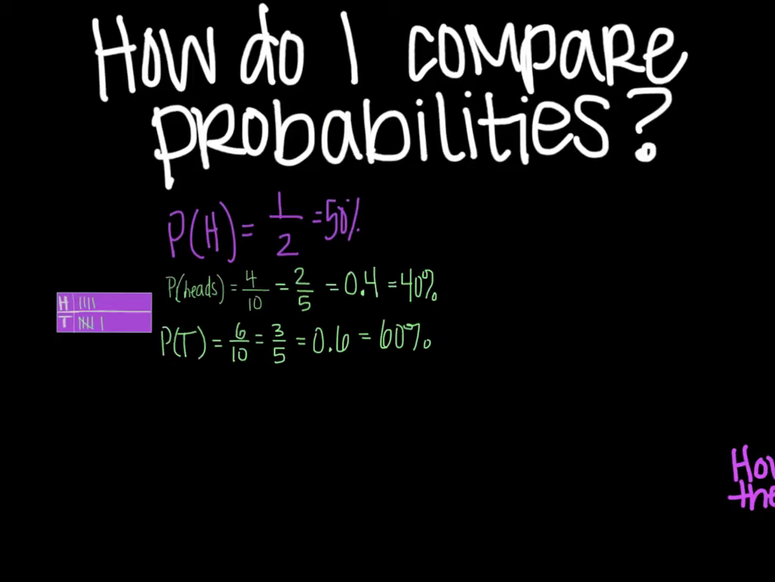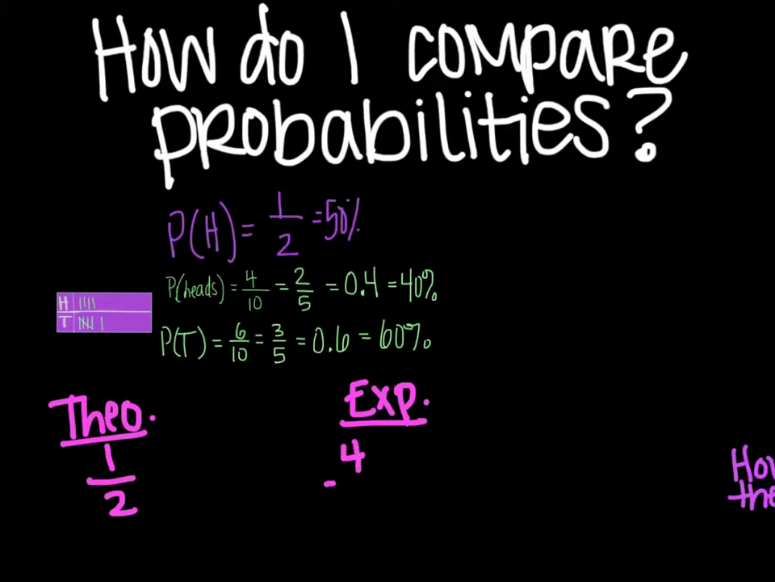So the theoretical probability of getting heads we know is 1/2. The experimental probability of getting heads was 4 out of 10, which we also assumed was 2 out of 5 if we reduced it down. So we need to compare these.